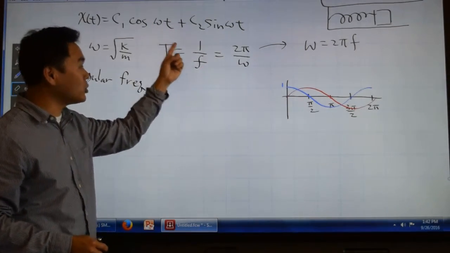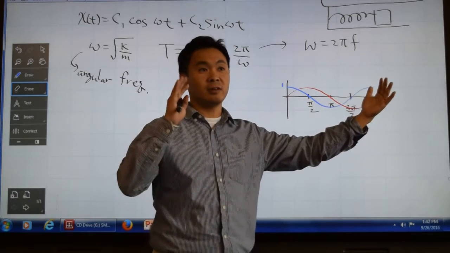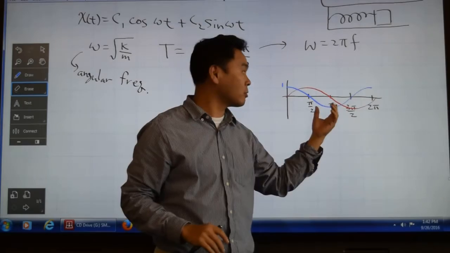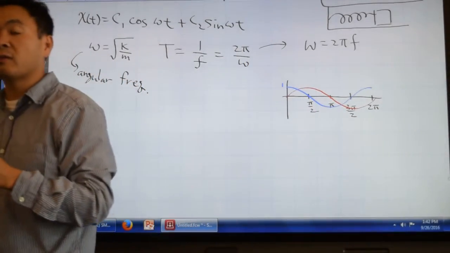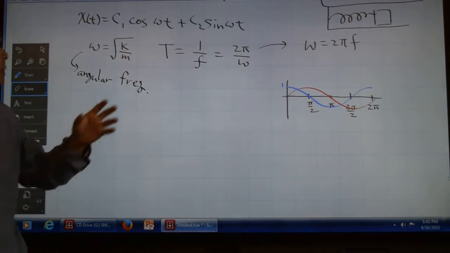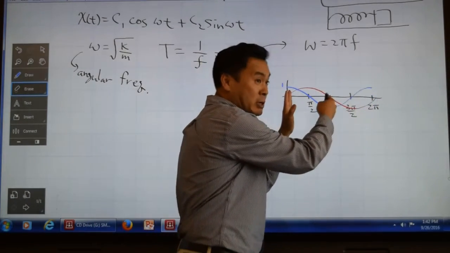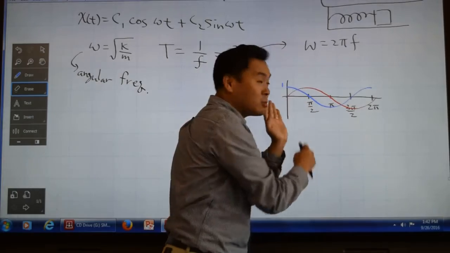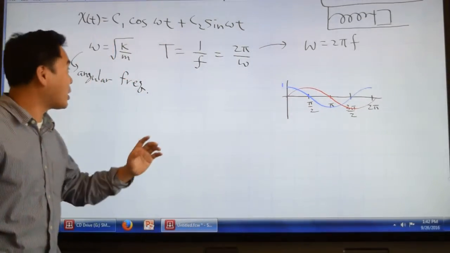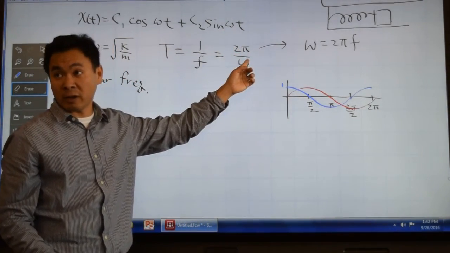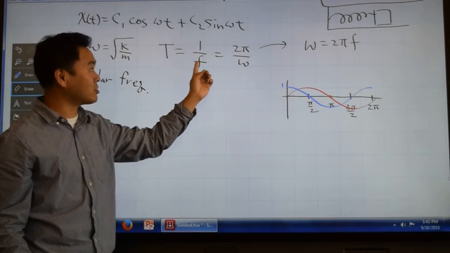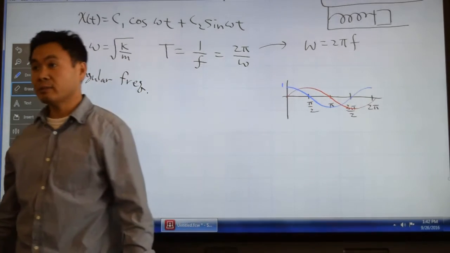If omega is 2, what happens to the graph? It contracts by half, right? So the new period will become pi. If omega is 4, it's going to be a quarter, so the new period will be pi over 2. That's why you get this formula, 2 pi over omega. And then you use this along with T equals 1 over f, you get this, right?